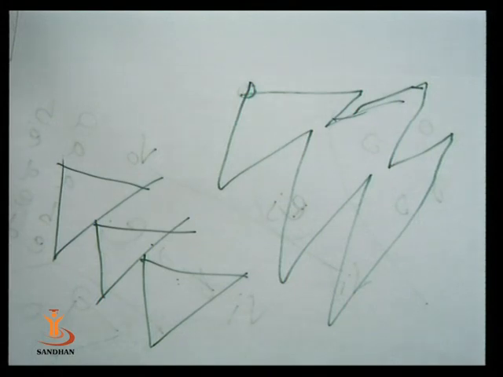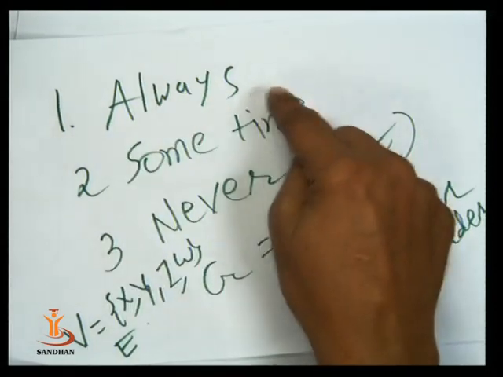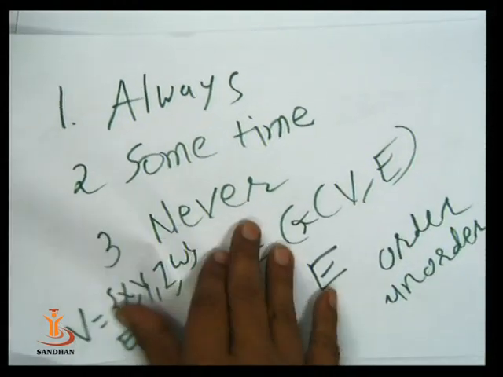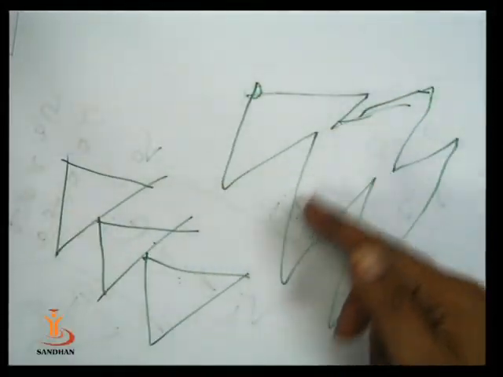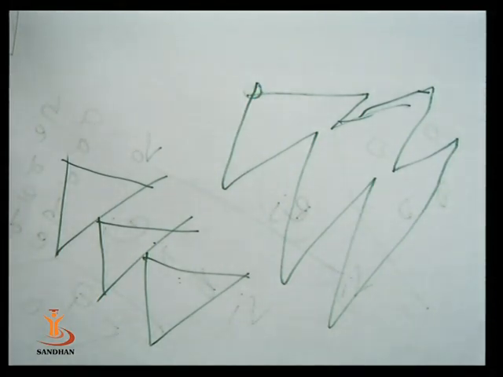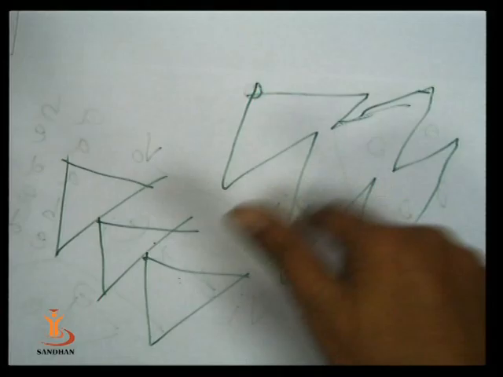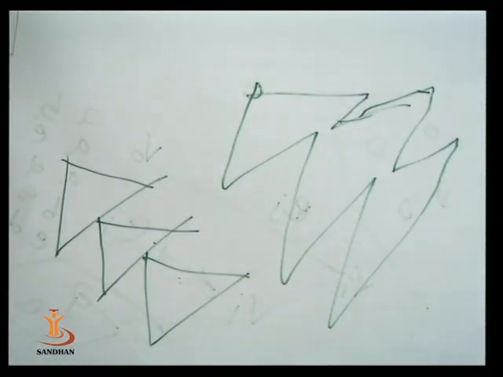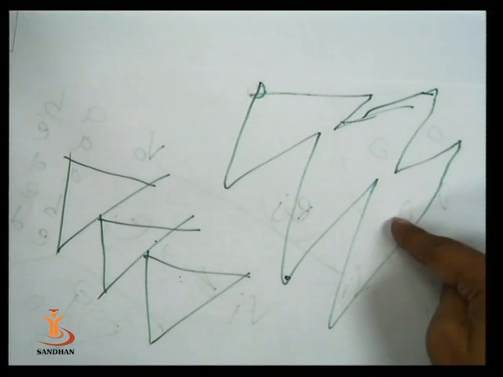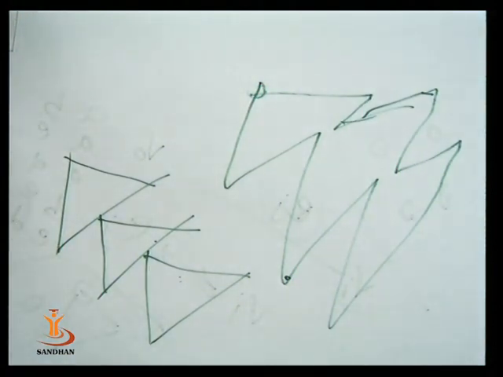Now the types of curves. There are 3 types of curves: always traversable curve, sometimes traversable curve, and never traversable curve. A Euler graph is an always traversable curve. We start from any vertex and finish at the same vertex. A graph is Euler if it has a closed trail like this containing all edges. This graph is always traversable. Starting from any vertex, we finish at the same vertex. So this is an always traversable curve.